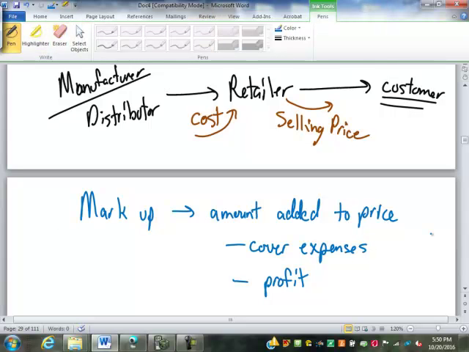Now, if this were the accounting class or accounting side of it, we'd cut expenses into two categories. Your overhead, like your rent, your electricity and stuff, expenses you're going to have no matter what. And then variable expenses, like your wages for your employees and stuff like that. We're not going to get that technical in here. We're just going to say expenses, period. So we're going to focus on how that markup is figured.